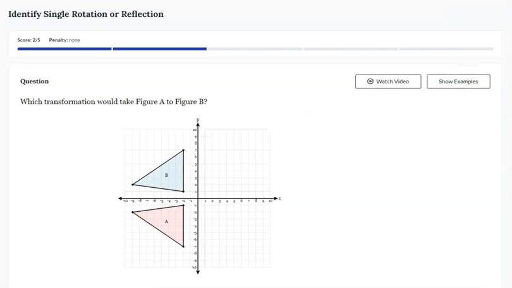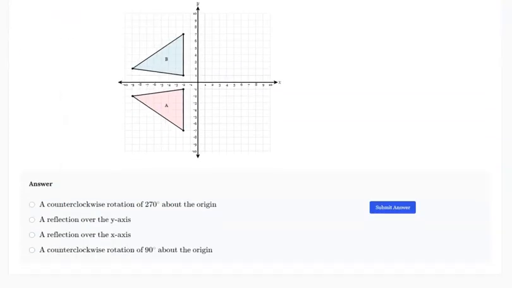All right, let's take a look. Shape A is our starting shape, this did not reflect over the y-axis. It would place it over there. This is facing the opposite direction, so that is a reflection over the x-axis.